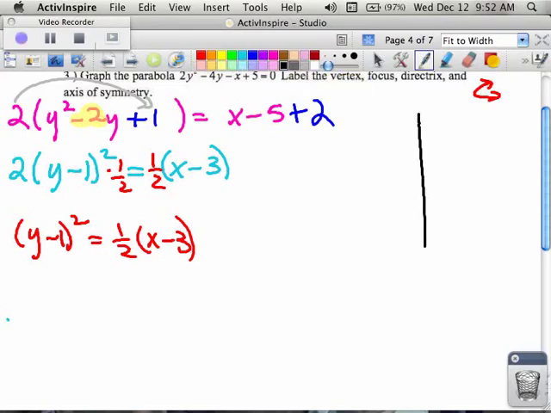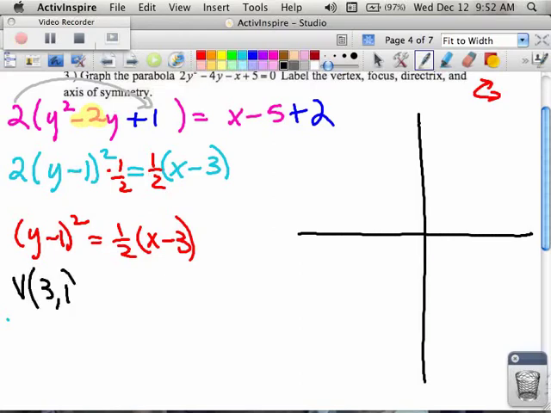As I create my coordinate axes system, the most important thing to write down is my vertex. In this case, my vertex is going to be 3, 1, because remember, the x always comes first, even though it was on the right-hand side. So I put that down, 1, 2, 3, 1 as my vertex. And I know that I'm going to be opening up to the right.